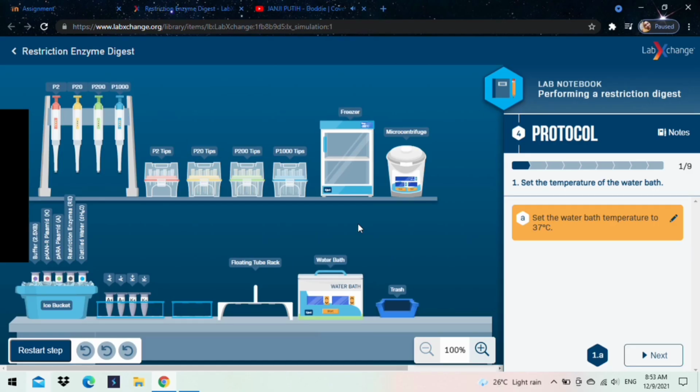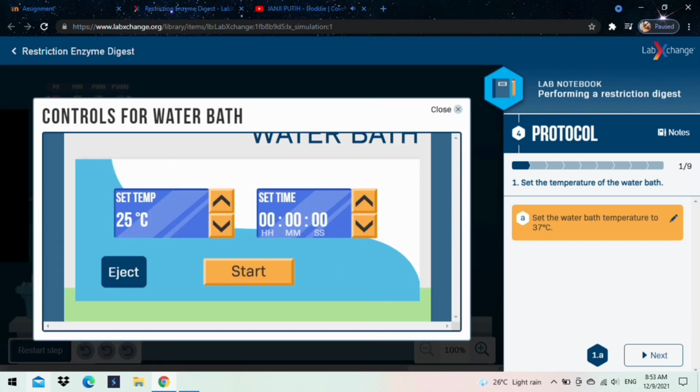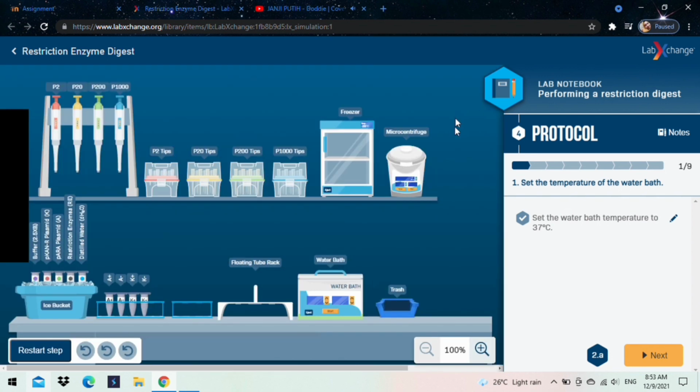What is restriction enzyme digestion used for? Restriction enzyme digestion is commonly used in molecular cloning techniques such as PCR or restriction cloning. It is also used to quickly check the identity of a plasmid by diagnostic digest.